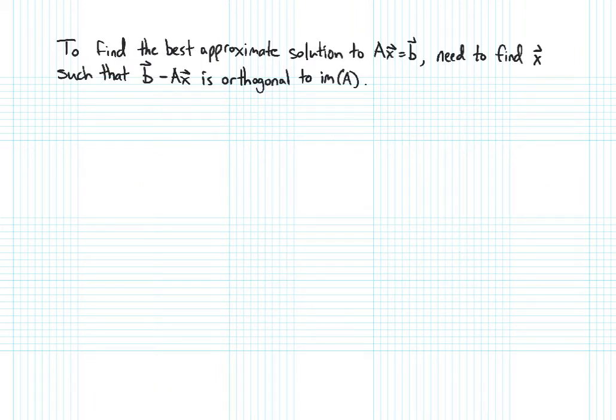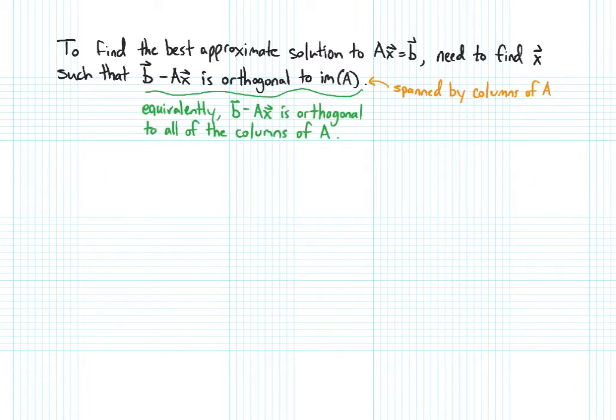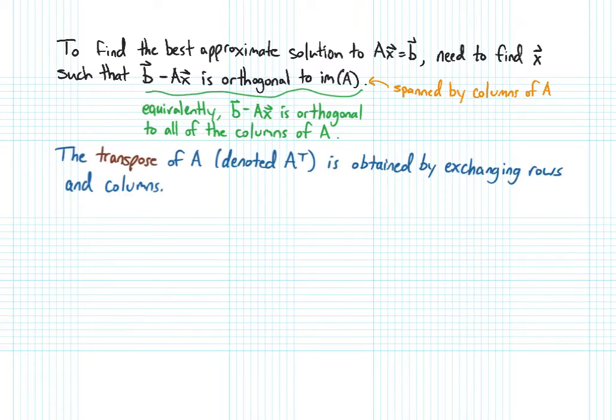All right, so just to summarize where we are so far, we know that to find the best approximate solution to AX equals B, we need to find an x such that B minus AX is orthogonal to the image of A. But how do we do that? Well, one thing we know is that the image of A is spanned by the columns of A. So that means that asking that B minus AX is orthogonal to the image of A is the same thing as asking that it be orthogonal to all of the columns of A. And now it turns out that there's a nice and simple way to implement this condition using the transpose of A. So let's take a little brief detour to talk about the transpose.